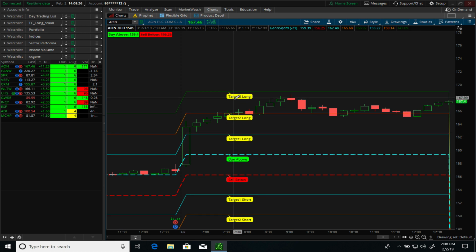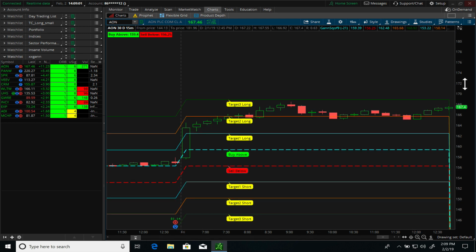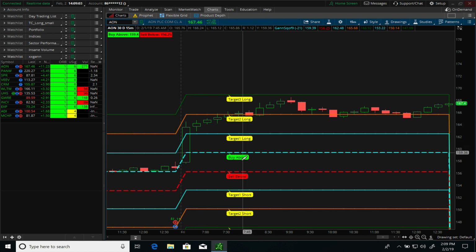Oftentimes it will not go to the third target, and I don't even display the fourth and the fifth because it usually doesn't take out that many targets. So in this case, if you took the trade at 159.40, once it hit that level, you could have taken partial profits at target 1, and then some more profits at target 2, right? So this is how the Gann square of 9 ends up working. And if it was a short signal, then you would take a short below this level, and you would target 153 and then 150 as your second short target.